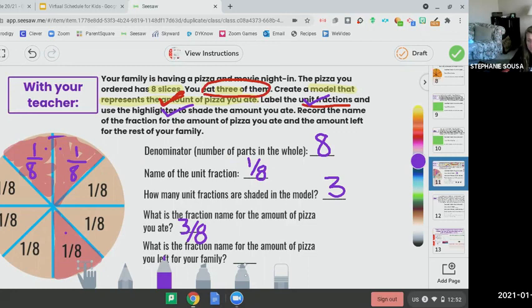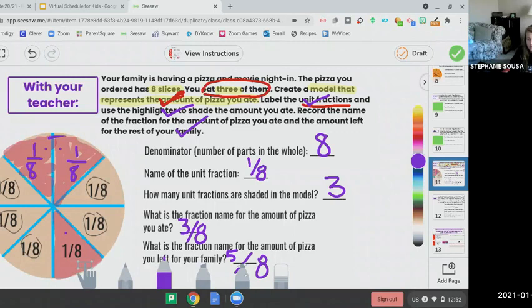What is the fraction name for the amount of pizza you left for your family? Well, let's look at how many pieces are left. 1, 2, 3, 4, 5. So my family has 5/8 of pizza left to eat. And now I have finished my directions. Okay.